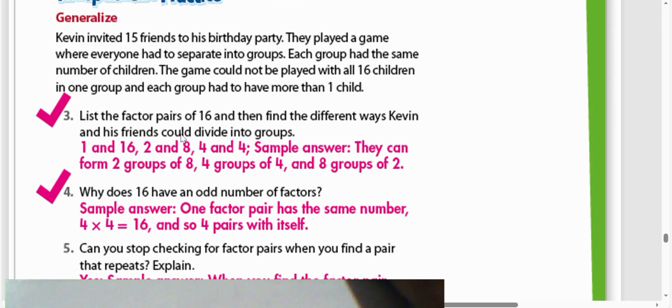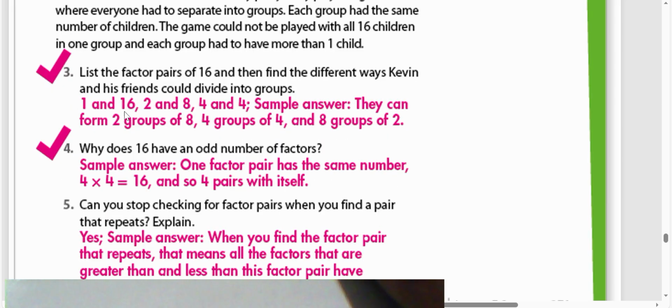We know 16 equals 1 times 16, 2 times 8, 4 times 4. They can form 2 groups of 8, 4 groups of 4, and 8 groups of 2. Why does 16 have an odd number of factors? Because 16 can be divided by 4. 4 times 4 is 16. One factor is the same number here, so 4 pairs with itself.